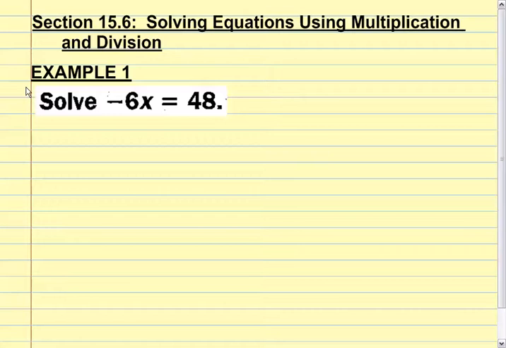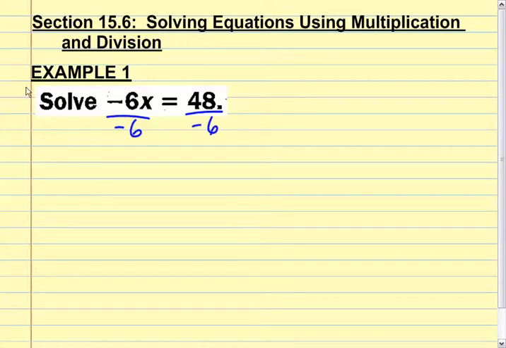Is it by itself? No, there's a negative 6. Okay, and what's happening between those two things? They're being multiplied. Good. Now, how do I undo that multiplication? Division by what? Okay. Now, this is algebra. So what we have to do, what we do to one side, we have to do to the other side.